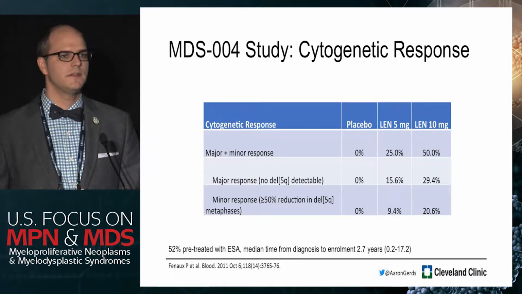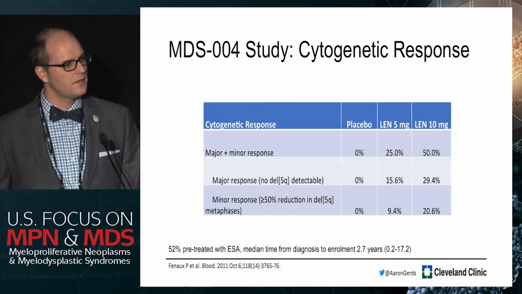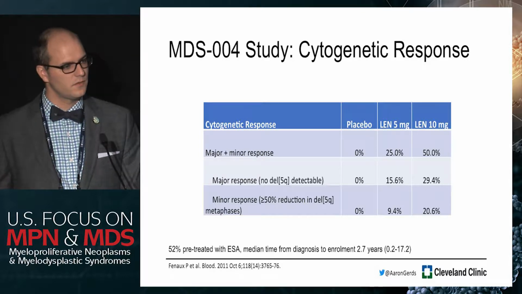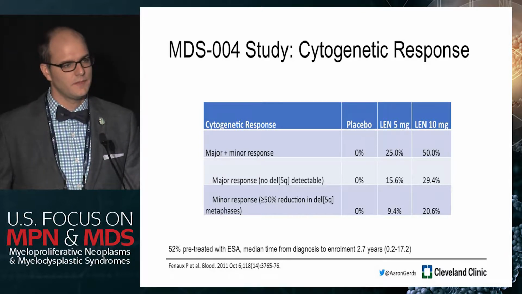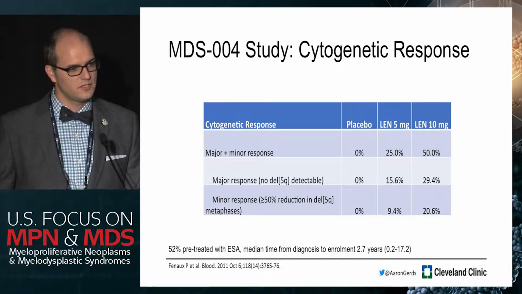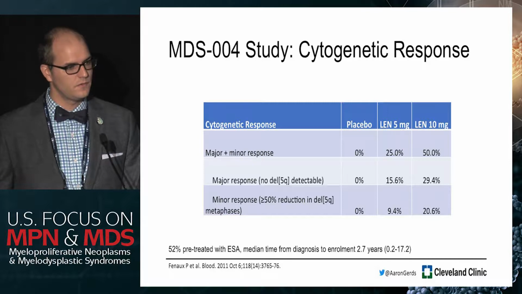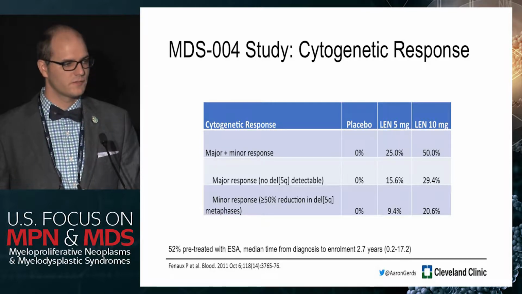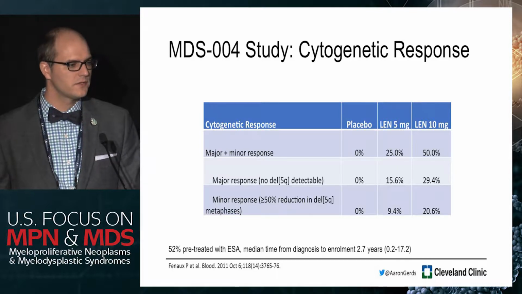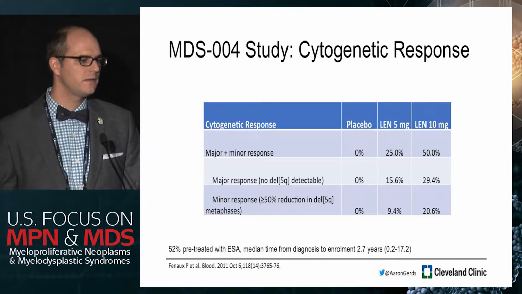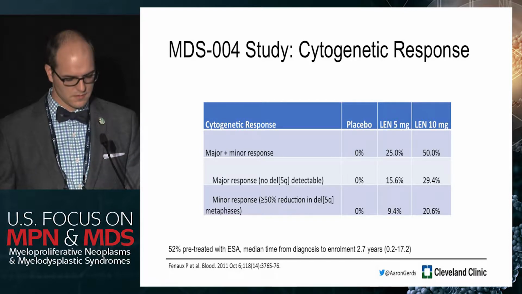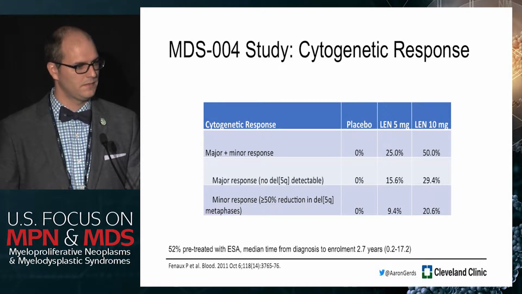And just like the MDS 003 study, the MDS 004 study saw a lot of cytogenetic responses. So looking at the lenalidomide 10 milligram column on the far right, 50% of patients had a cytogenetic response. 30% of those were a major response where there was no detectable del(5q), and 20% were a minor response where there was at least a 50% reduction in abnormal metaphases. So again, significant cytogenetic responses in this population.